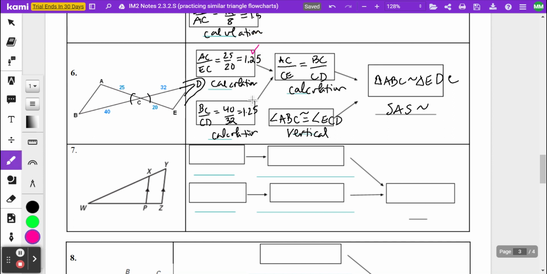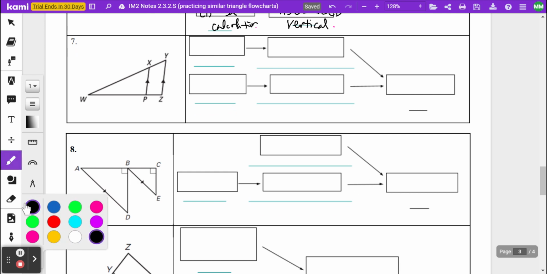So 1.25, these are equal. Vertical angles are indeed congruent. I have my justifications for each. I'm doing side angle side. The angle is in fact between my side pairs. Great. Let's keep going.